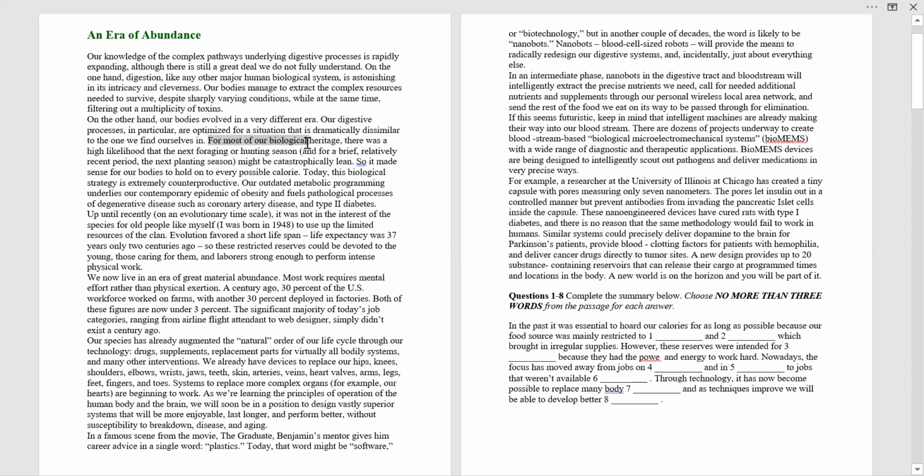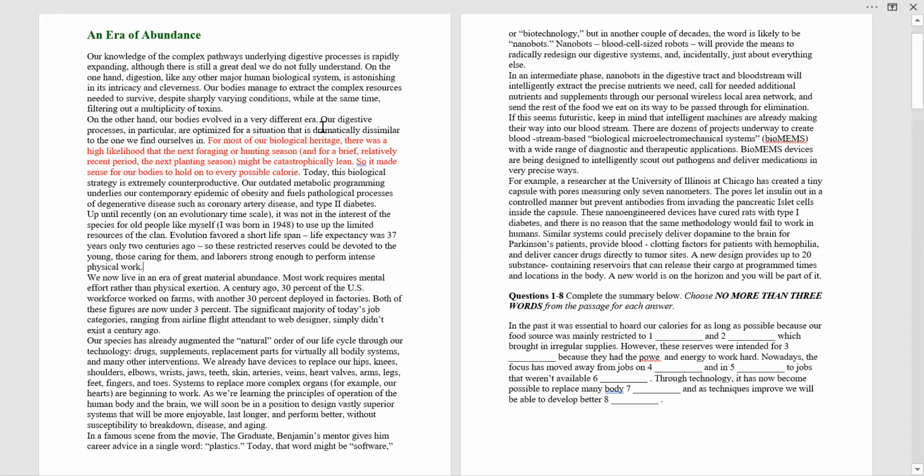For most of our biological heritage, there was a high likelihood that the next foraging or hunting season, and for a brief, relatively recent period, the next planting season, might be catastrophically lean. So it made sense for our bodies to hold on to every possible calorie. So in the past, it was essential to hoard our calories for as long as possible because our food source was mainly restricted to dash and dash, which brought in irregular supplies. So when you read this statement, you will see what they are starting.